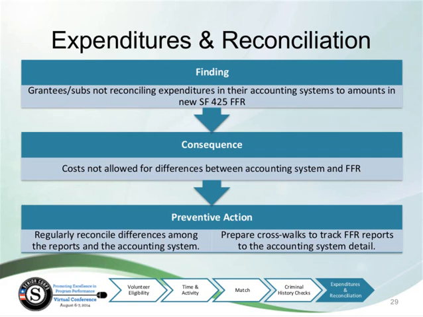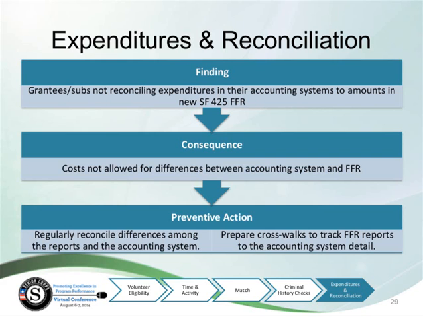If your accounting system, the detailed general ledger, is not reconciled to the FFR that's submitted in e-grants, then one of the consequences is that the cost for the difference between the accounting system and the FFR can be disallowed. What you would want to do as a project director is have a monthly meeting with your accounting department. You want to ensure that the actual cost from your approved budget is being charged to your account appropriately in your accounting system.